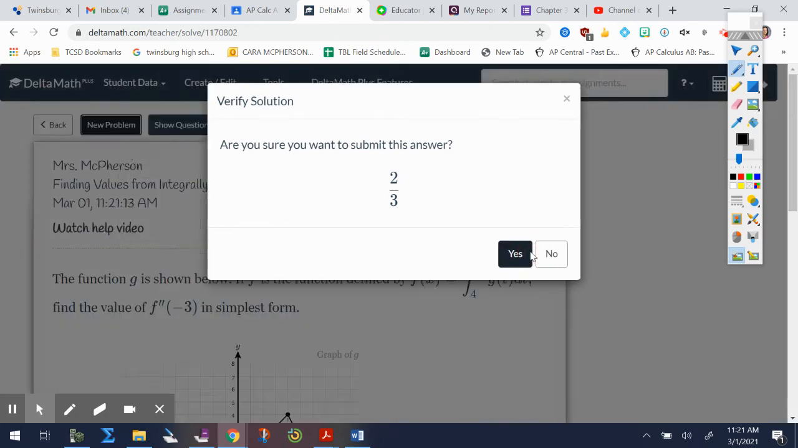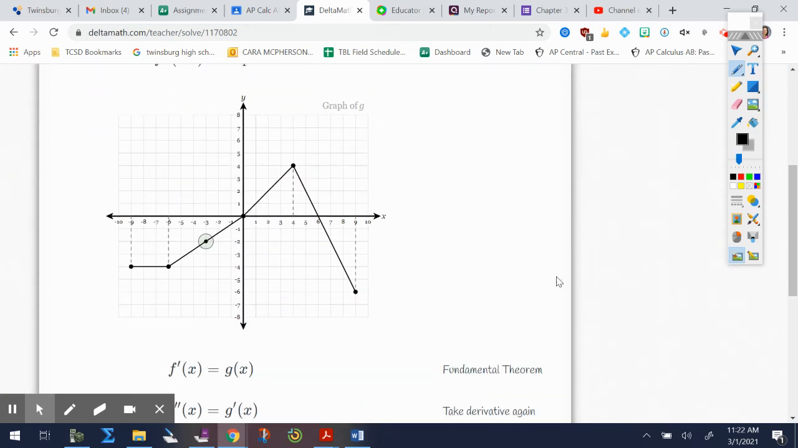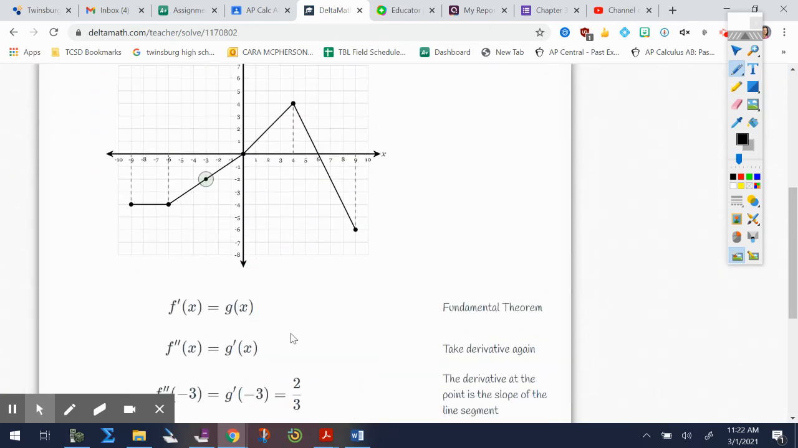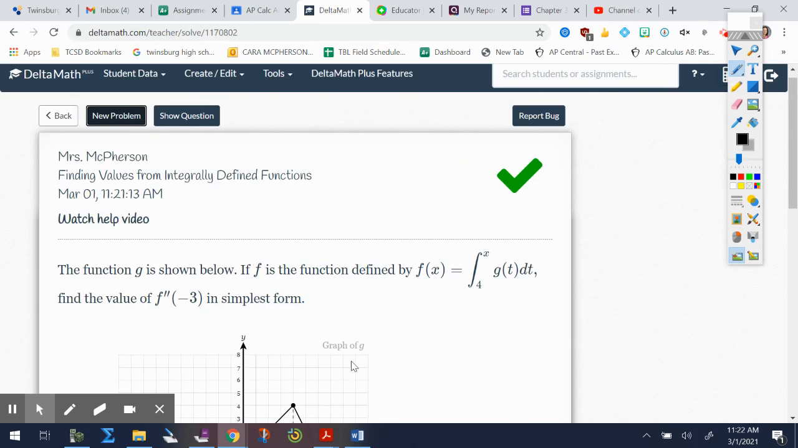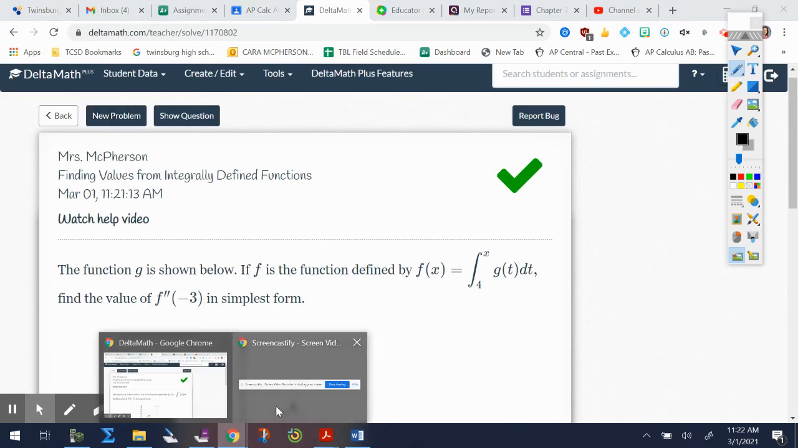And there we go. You can see that they did basically the same thing we did. So f prime is equivalent to g, f double prime is equivalent to g prime. So you're finding the slope of the tangent line. And since we can find it just by using basic algebra, we get 2/3, and that is our answer. So hopefully this helps you with anything that you could see in that topic.